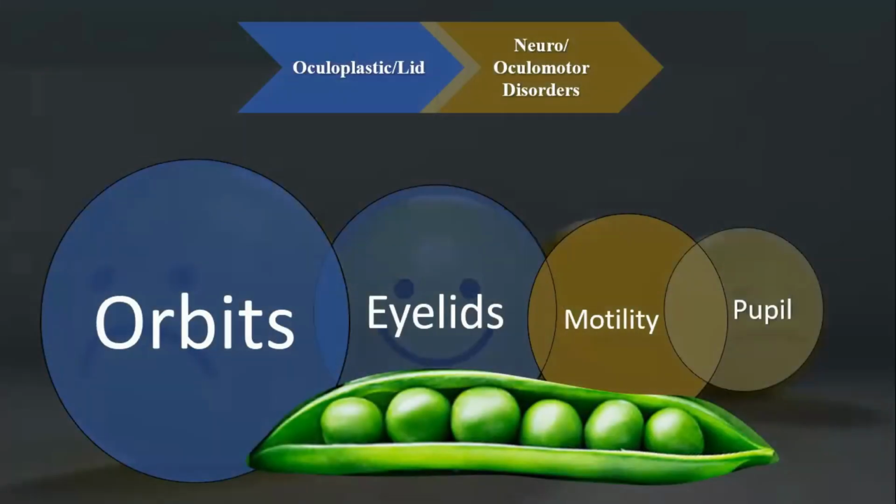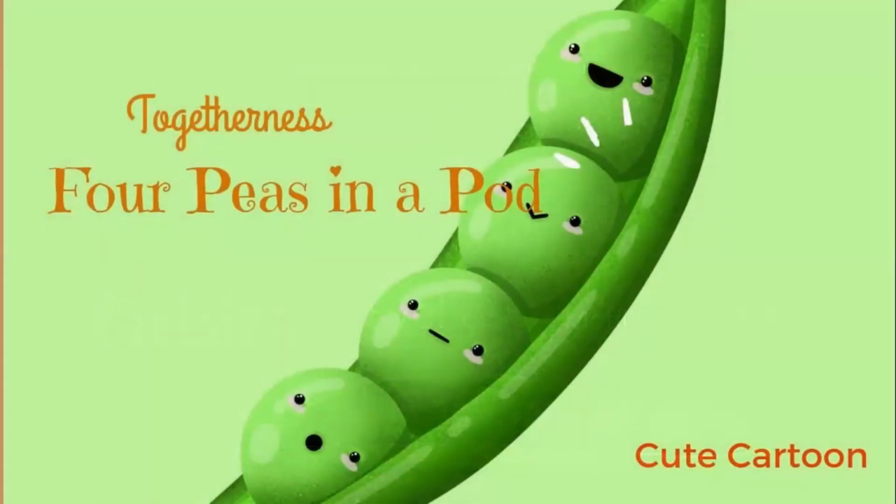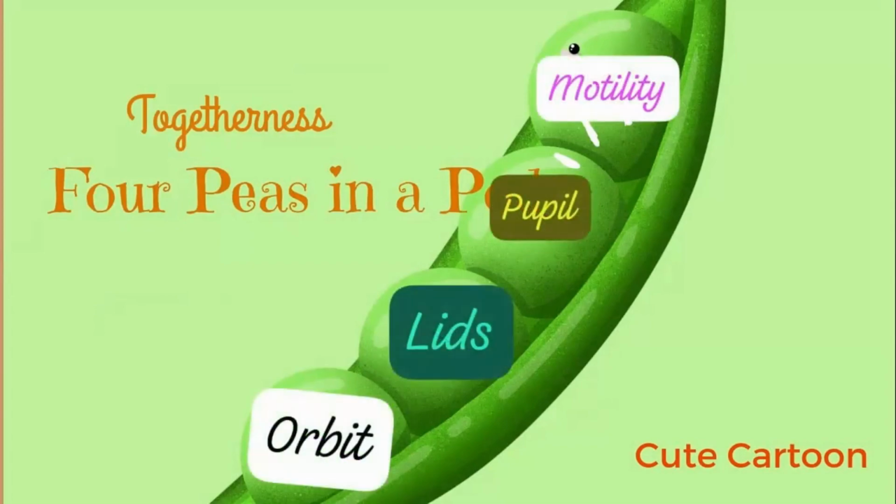So please do it. I will end this class with this slide, and remember the intimacy between orbits, eyelids, motility, and pupil. I posted this and asked you what are the four P's in a pod. I think there is a story with this title, and I got a nice reply. She said orbit, lids, pupil, motility. But I have just one comment: try to say orbits, pupils, because we have two orbits, two pupils.